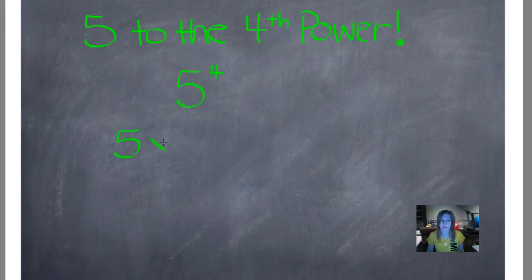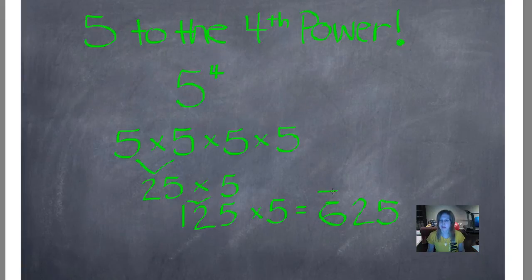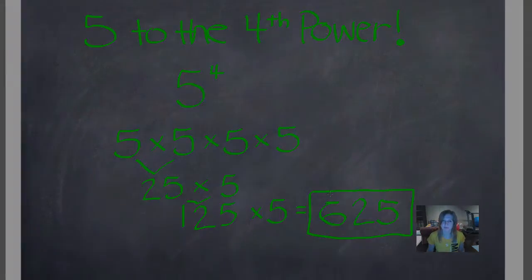So 5 times 5 times 5 times 5. I now have 5 multiplied 4 times. So 5 times 5 is 25 times 5. 25 times 5 is 125 times the last 5 equals 625. So that is my standard form, 625.